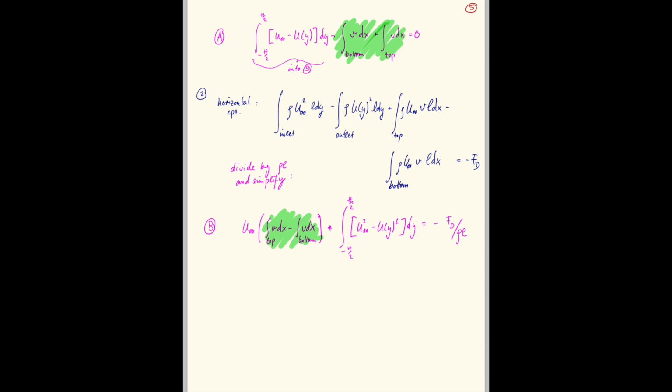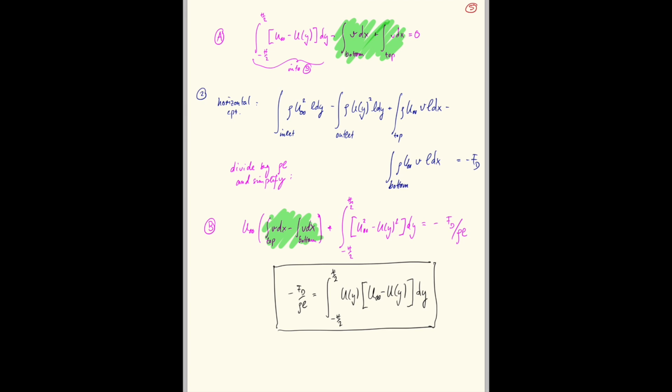And what we get is minus Fd over rho L is just the integral from minus h over 2 to h over 2 of u of y times u infinity minus u of y, dy. So that is our answer here.